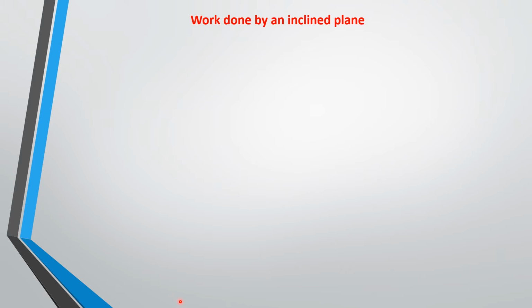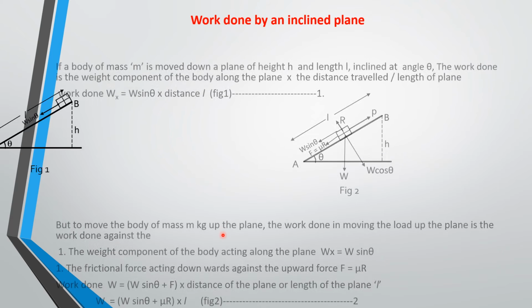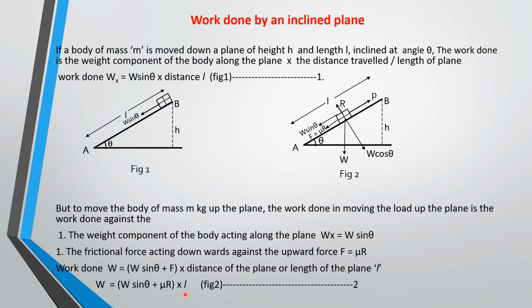We are also going to be looking at work done by an inclined plane. This is very important because an inclined plane is like a machine that makes work to be done easily. For an inclined plane, we have the length of the plane and then the height of the plane, then the angle of inclination of the plane.